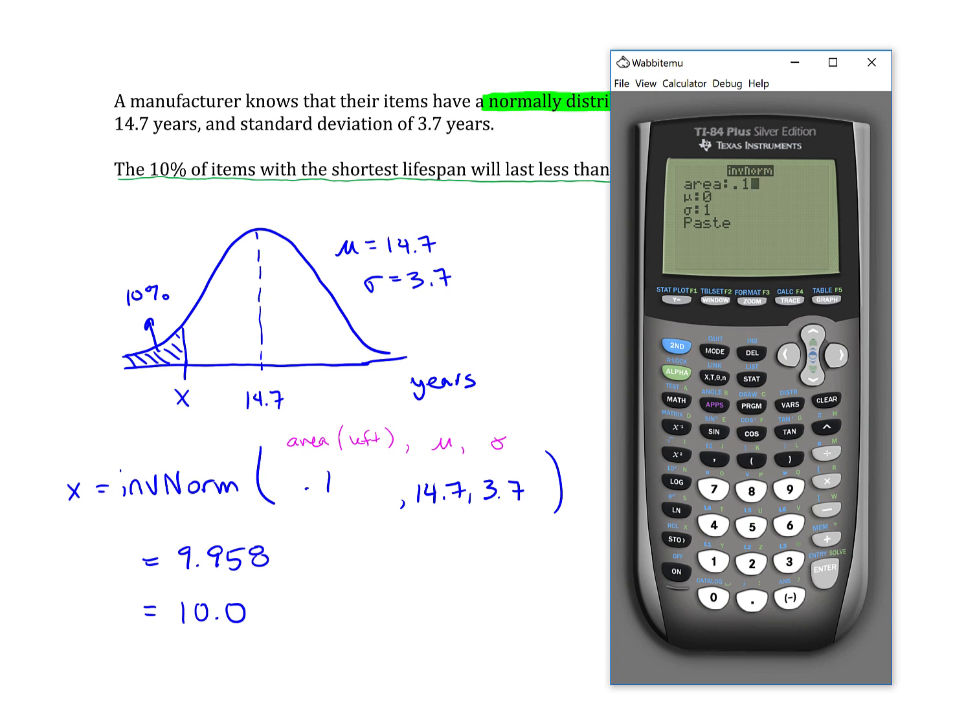So area is 0.1, that's the area to the left of the score that we're interested in. The mean of our distribution is 14.7, and the standard deviation is 3.7. When you enter that and hit paste, then what the calculator does is just feeds that information in the correct order, separated by commas, right into inverse norm to get you the correct answer. So it's just a bit of a helping feature.